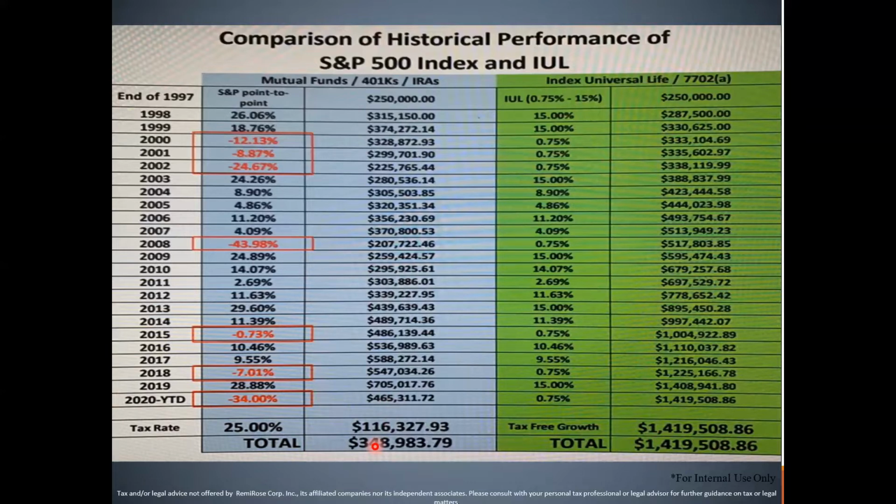Now, that's just an illustration of how it will look, because these are actual rates. Take note, these are actual rates. These are not values that we just put in. These are the fluctuations in the S&P from 1998 up to 2020. So this is what would have happened to this account if he used the mutual funds or 401k, mirroring the S&P.